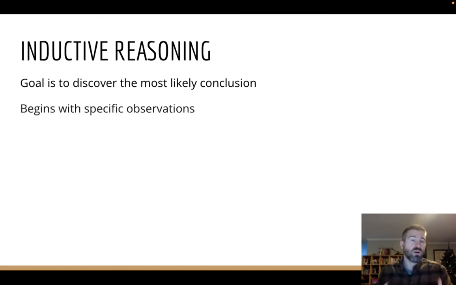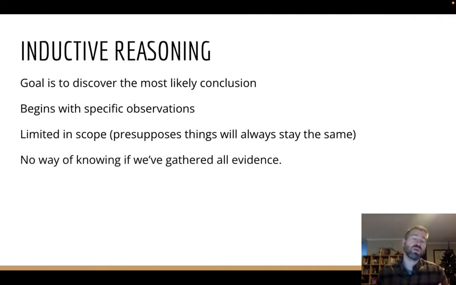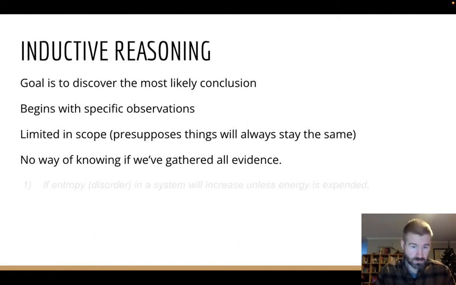What we are going to do is begin with specific observations that may be limited in scope, because we're sort of assuming or presupposing that things aren't changing, that they're remaining somewhat the same. And we really have no way of knowing if we've gathered all of the evidence that is available to us. In fact, we probably won't be able to.